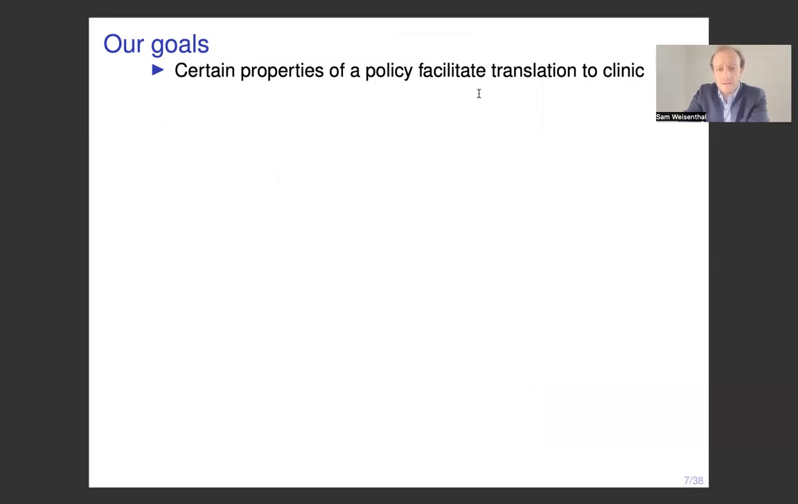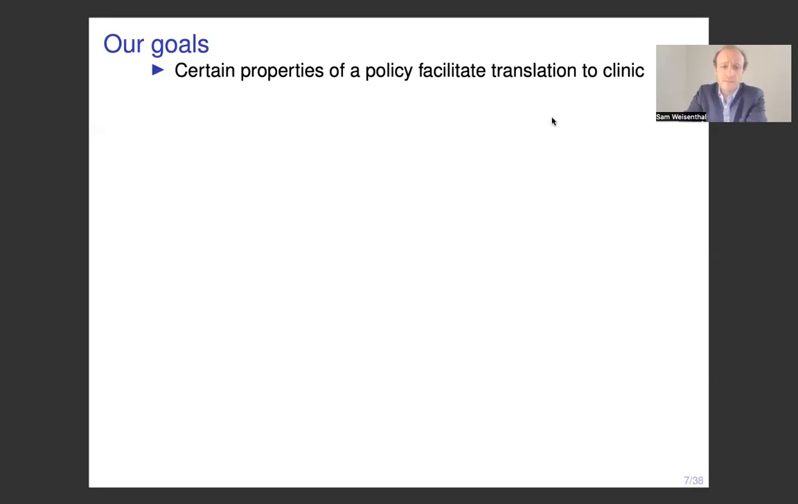There's been a great amount of work on developing treatment strategies with sophisticated statistical modeling techniques, for example in the dynamic treatment regimes literature and in the reinforcement learning literature. But these new treatment strategies are difficult to translate to the clinic. They're not used often in the clinic. Decision models are not used in the clinic. So we're trying to think of what it is about a policy that will facilitate its translation from the research bench to the patient bedside.